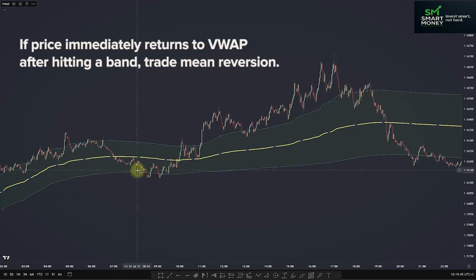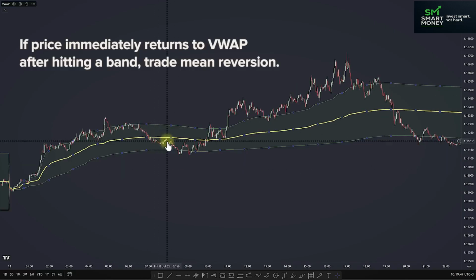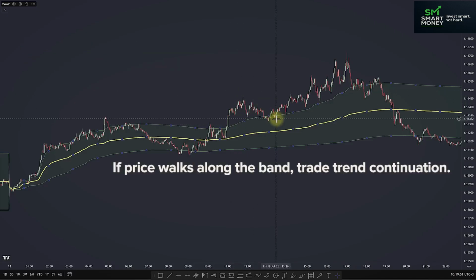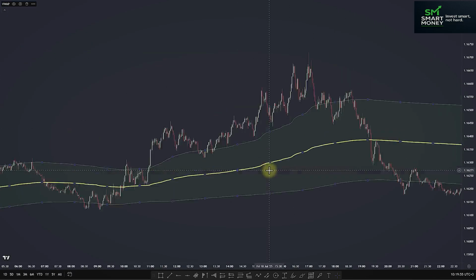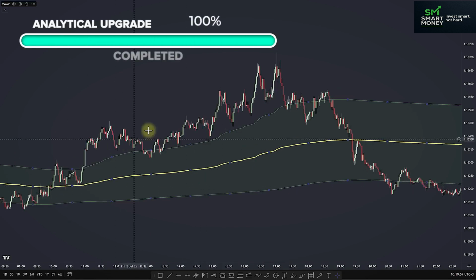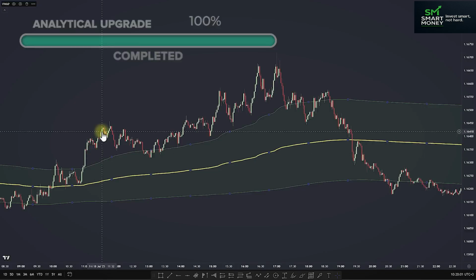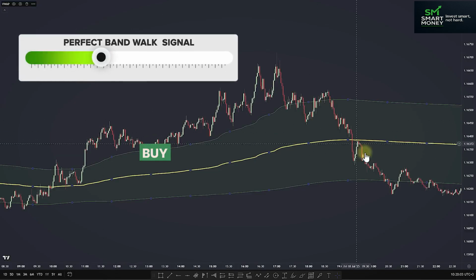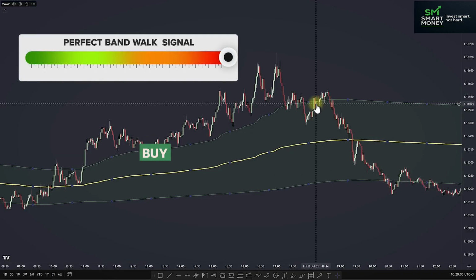This tells you the difference between mean reversion and trend continuation. If price immediately returns to VWAP after hitting a band, trade mean reversion. If price walks along the band, trade trend continuation. You've just learned to read VWAP like a probability distribution instead of a simple line. This is exactly how institutional algorithms are programmed to interpret these levels.